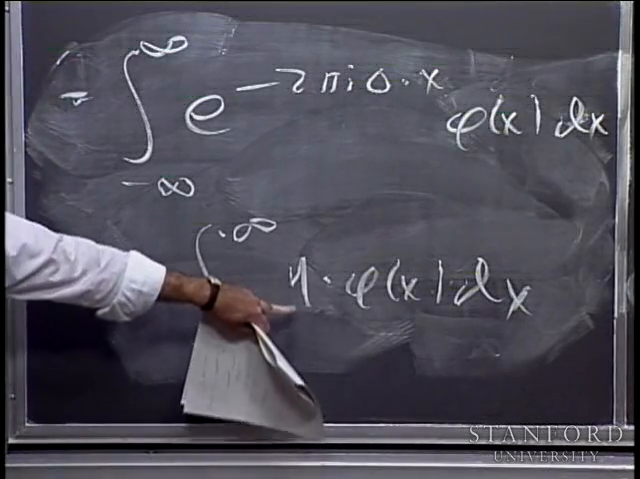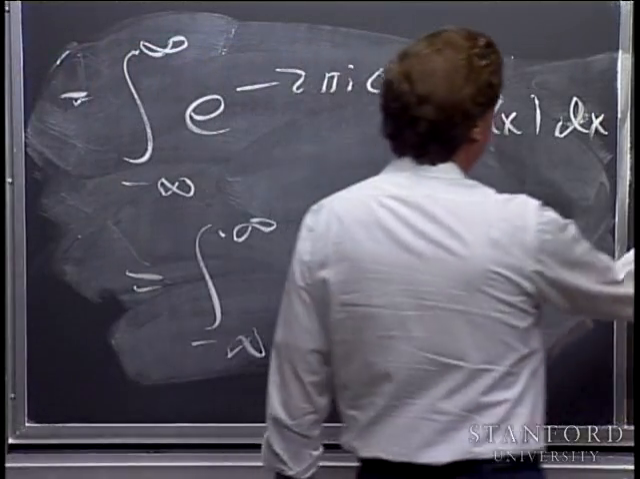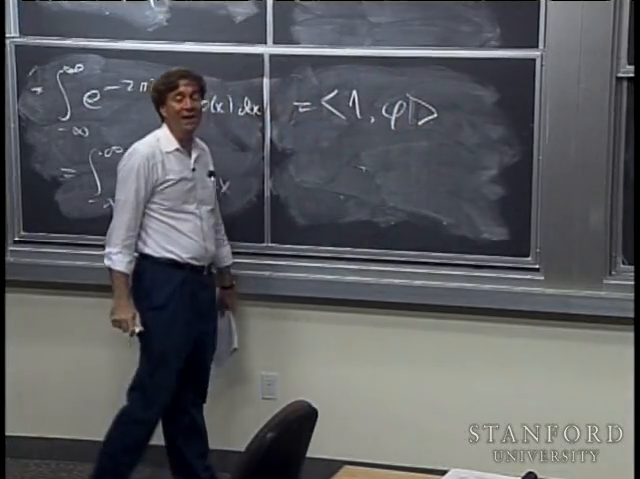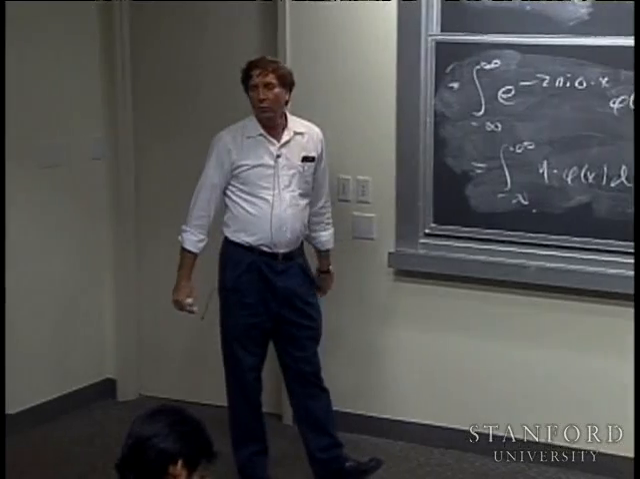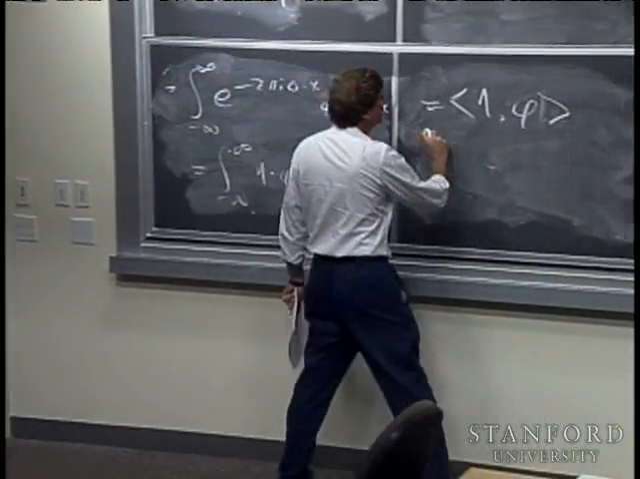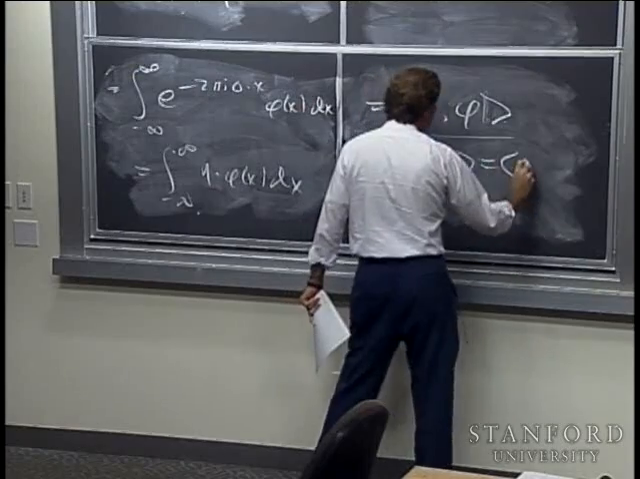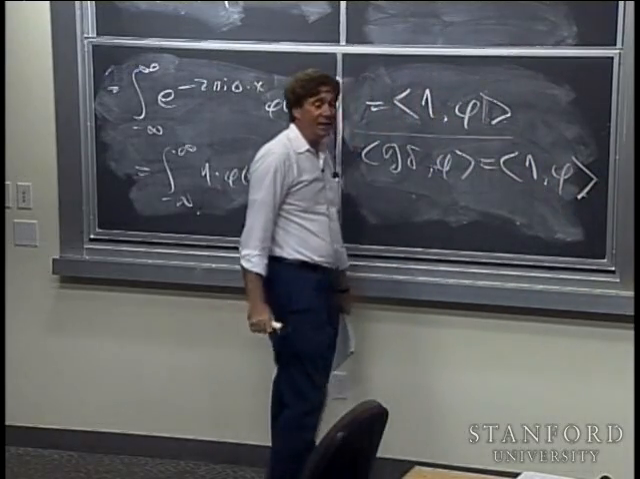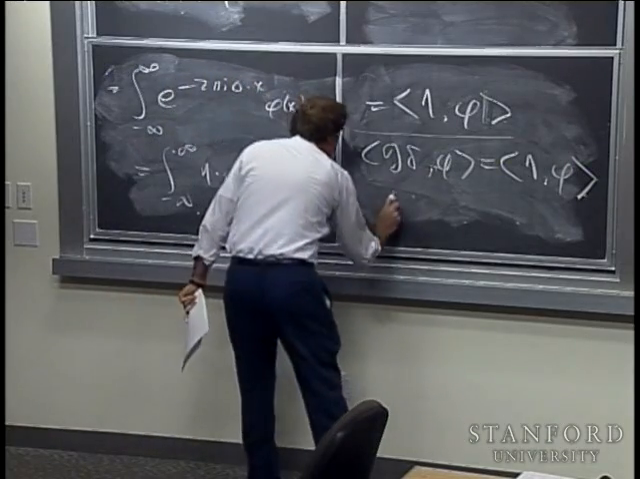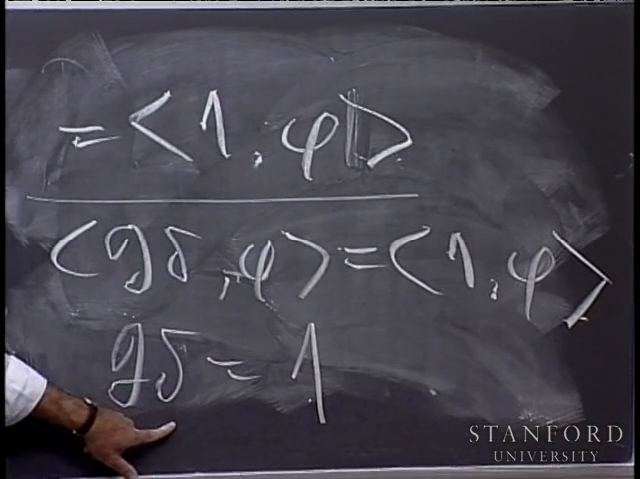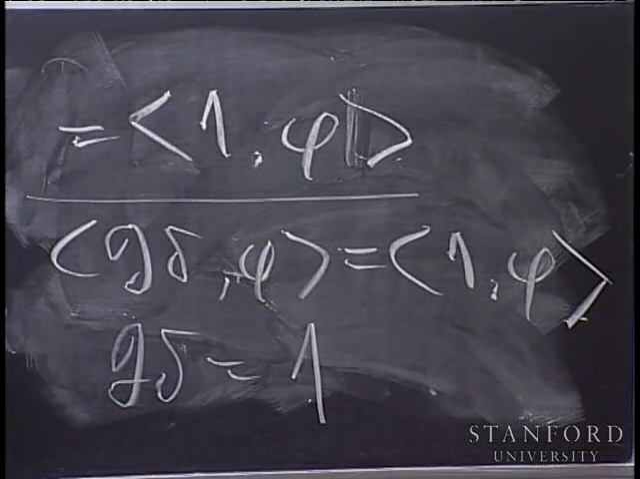eyes. The integral from minus infinity to infinity of 1 times phi of x is the constant function 1 paired with phi. If I regard the constant function 1 as inducing a distribution, where do we start? Where do we finish? We found that the Fourier transform of delta paired with phi is the same thing as 1 paired with phi. And that is true for any test function phi, and therefore the Fourier transform of delta is equal to 1. The simplest of all distributions has the simplest of all Fourier transforms, the constant function 1. The Fourier transform of delta is 1.